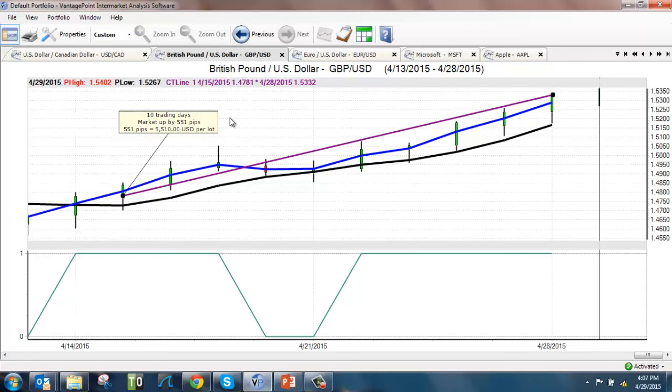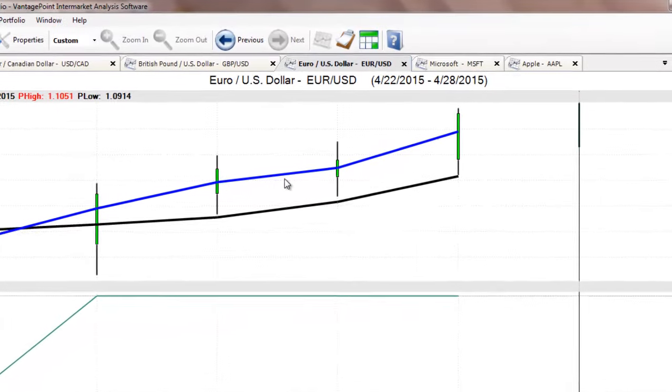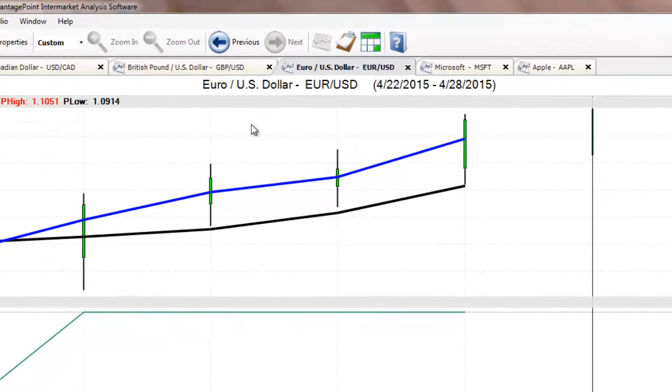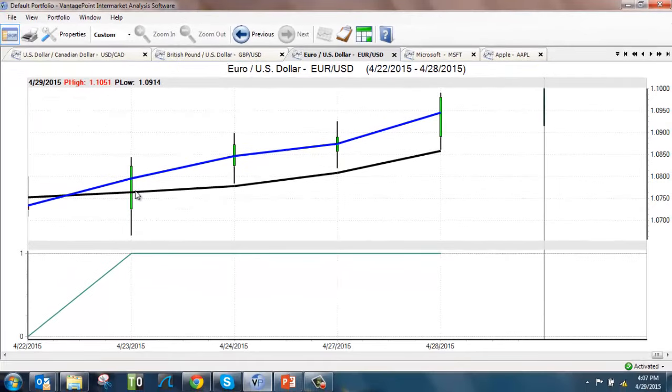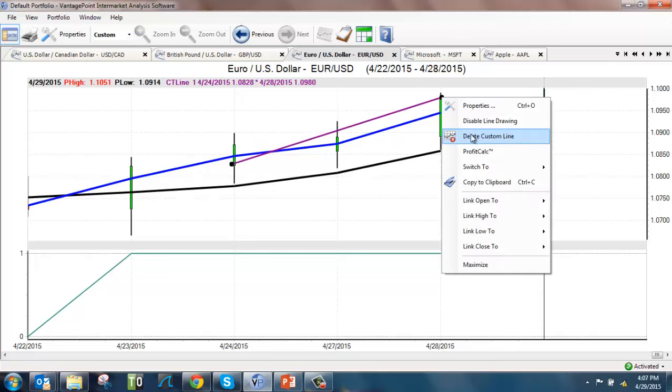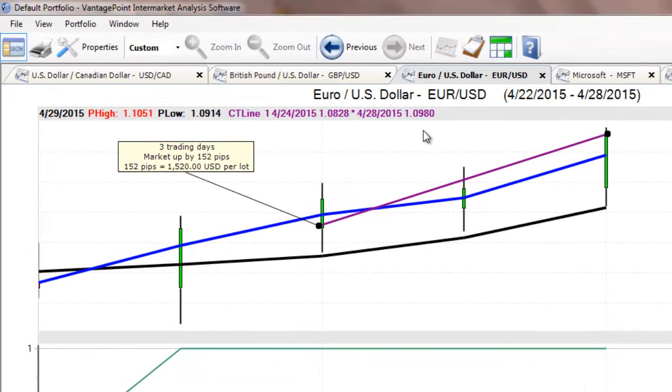Because I don't know if you've looked at the cable today, but it's up again. Just like the euro US dollar. Here's another very, very popular pair. A lot of people talk about this every single day, day in and day out. Same kind of information on the 23rd of April. VantagePoint indicated this trend was going to go up. And just in 3 days, not including today, because it's up substantially again today, you're up 152 pips or $1,500 per standard lot. That's Forex.